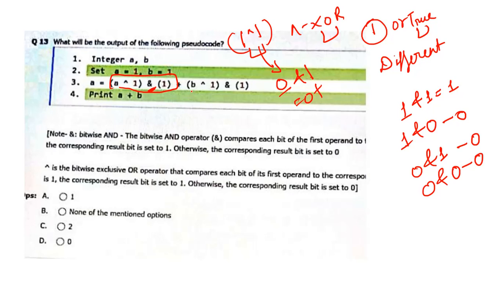On the other side, we have this b XOR 1. So what is the value of b? 1. 1 XOR 1 will give us 0, and 0 bitwise and 1 will give us 0 itself. So 0 plus 0 is equal to 0, and now we are printing a plus b. So what is the value of a? You can see here we got the value of a as 0. The value that we got from this expression has been set to a itself. So a value is 0 and b value is what? 1, because we haven't done any modification in b value. So 0 plus 1 will give us 1 itself. So option A will be the correct answer. That is, 1 will be the correct answer. Right. Let's see the next question now.